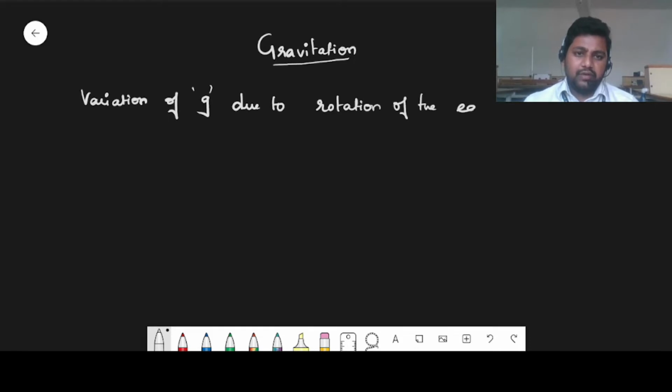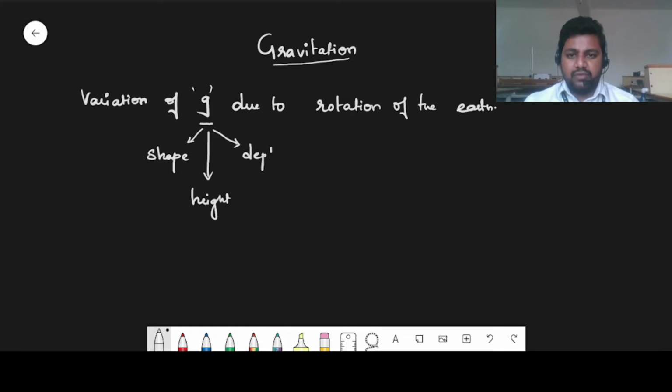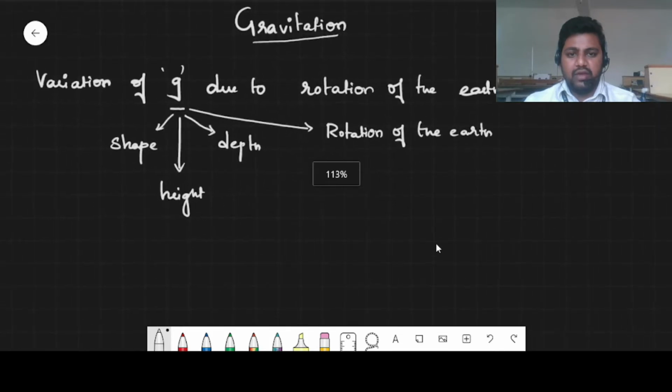We know the value of acceleration due to gravity, g. It changes because of a few factors. It changes because of the shape of the earth, because of height, and when there is a change in depth, and it also changes due to the rotation of the earth. In this video we are going to concentrate on the change in the gravitational field due to rotation of the earth, the rotational motion of the earth.